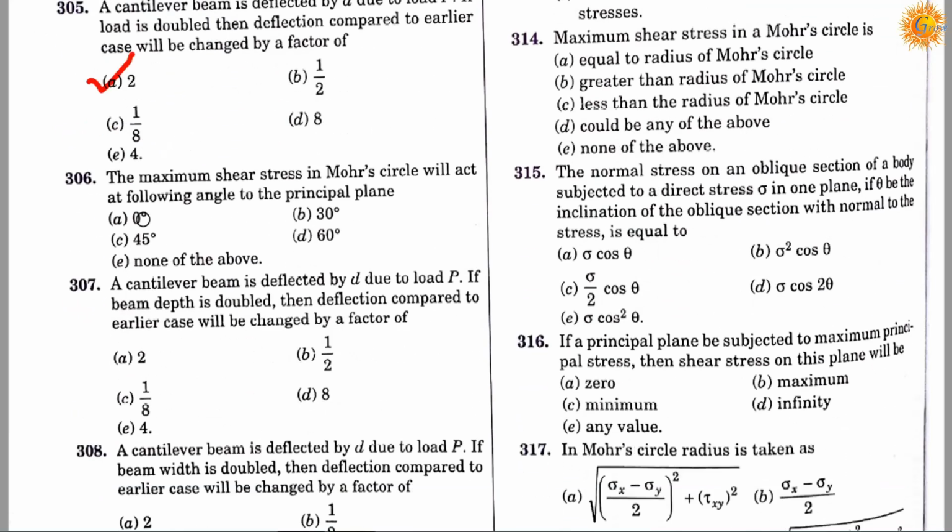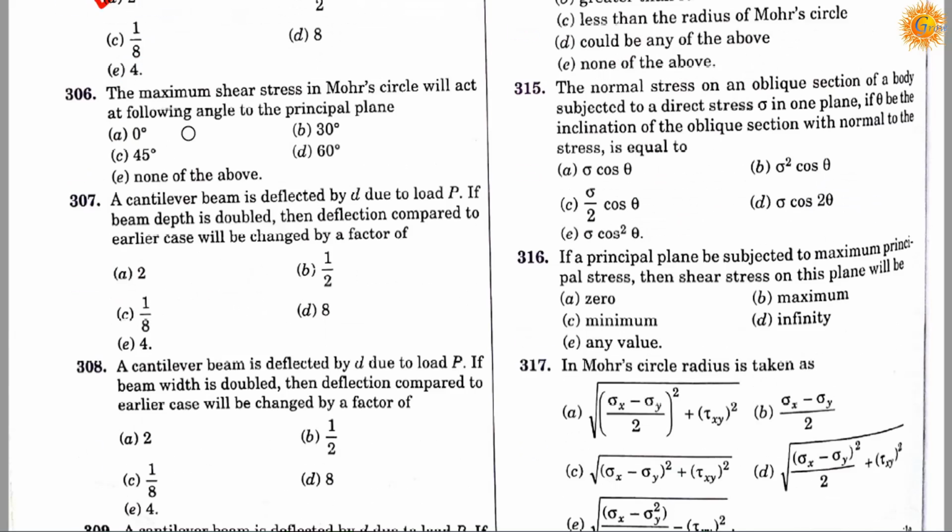Question number 306. The maximum shear stress in Mohr circle will act at following angle to the principal plane. Option A is 0 degree, option B is 30 degree, option C is 45 degree, option D is 60 degree, and option E is none of the above. Correct answer is E, it will be none of the above.